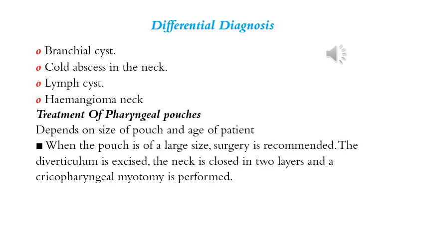Differential diagnosis of pharyngeal pouch. Should be differentiated from branchial cyst, cold abscess in the neck, lymph cyst and hemangioma in the neck. How do you treat pharyngeal pouch? It depends on two factors: size of the pouch and age of the patient. When the pouch is of large size, surgery is recommended. Surgery: the diverticulum is excised, the neck is closed in two layers and cricopharyngeal myotomy is performed.